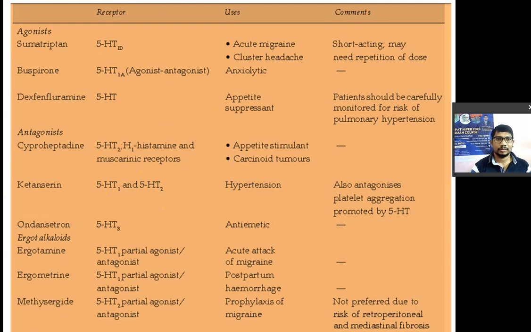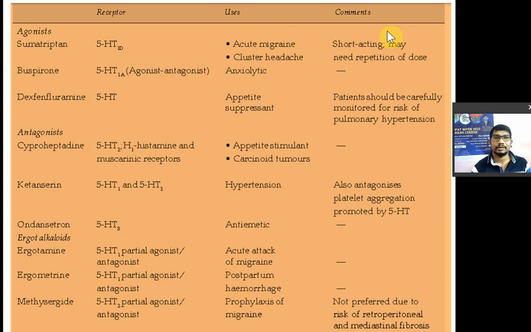Receptor, uses and comments. So the first receptor is 5HT1D. It also has subtypes: 5HT1A, B, C, D. The agonist of 5HT1D is sumatriptan. Sumatriptan is an agonist of 5HT1D and it is used in the treatment of acute migraine, and also in the treatment of cluster headache. It is used in acute migraine and cluster headache.